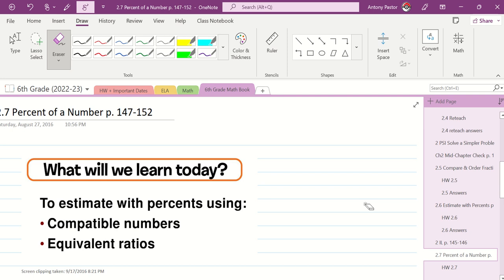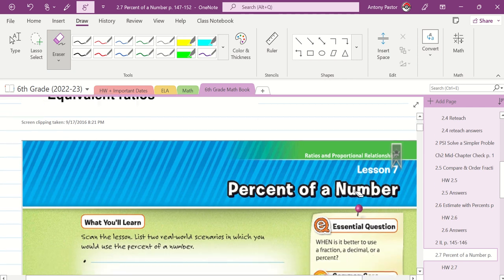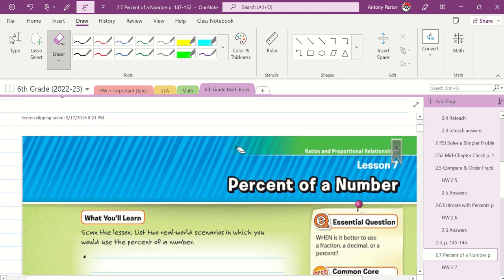What we're going to be learning today is to estimate percentages using compatible numbers and equivalent ratios. Today's lesson is going to be really focused on percentages of certain numbers.